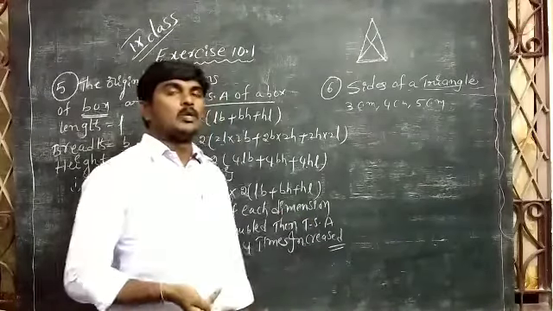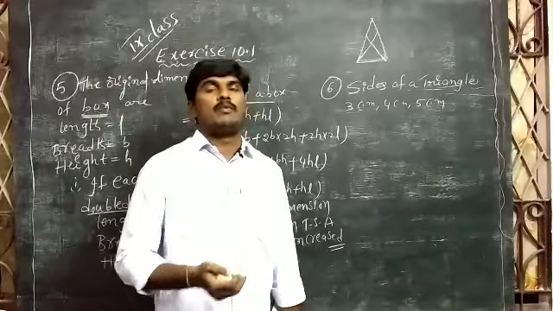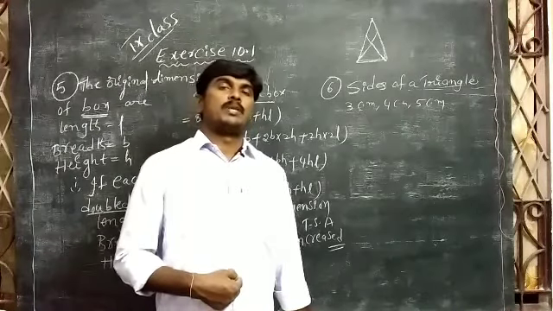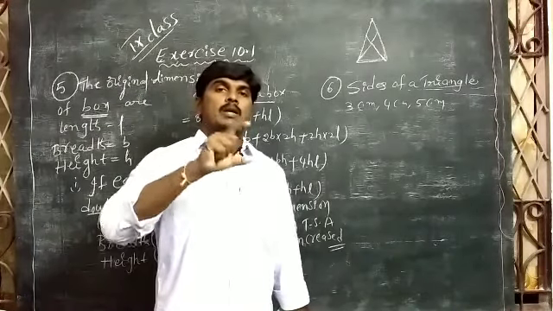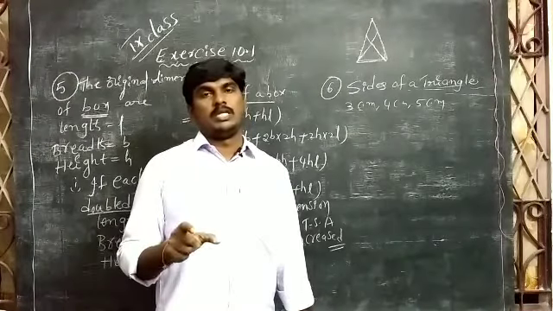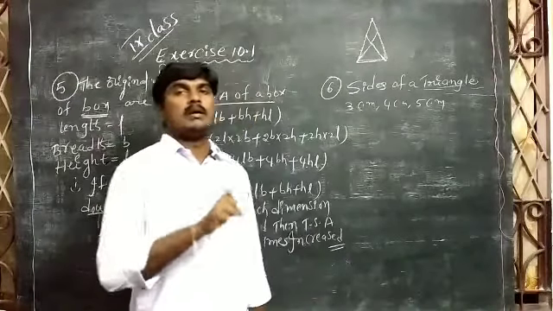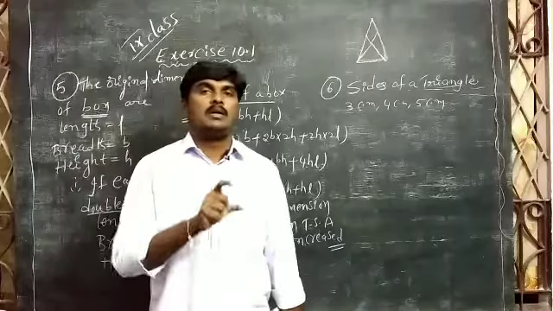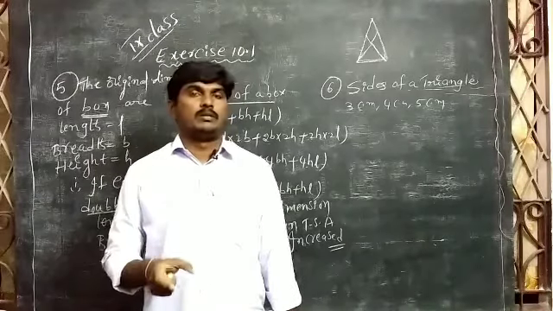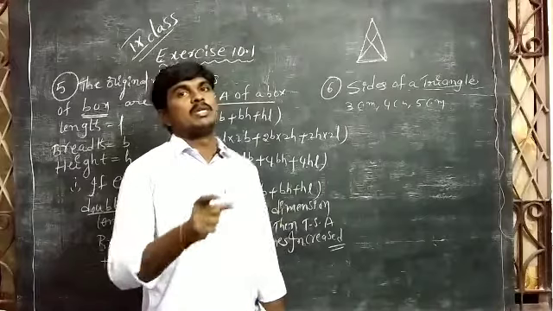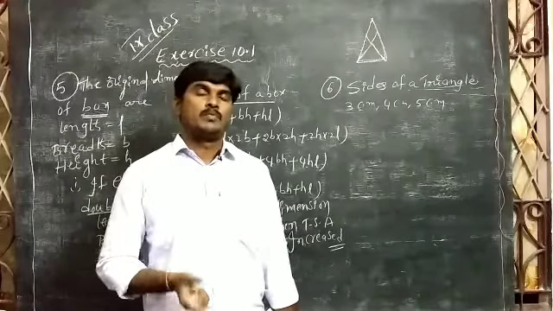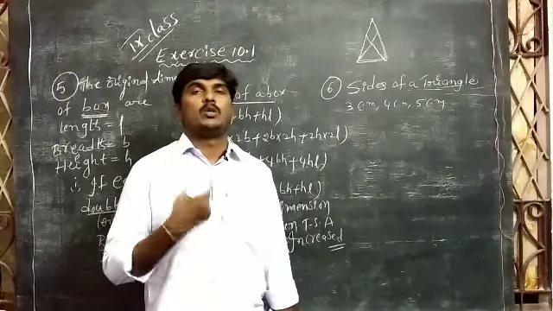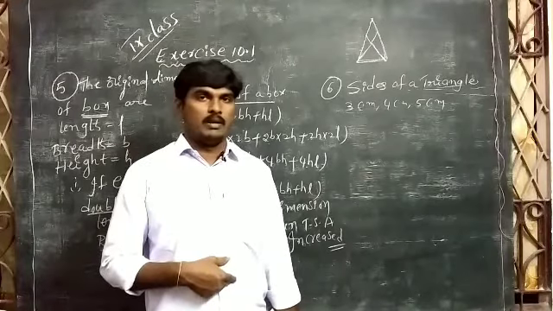If you want to find out the volume of the prism, we have a formula. The volume of the prism formula is area of its base into height. Area of the base of the prism into height. Here the base of the prism is in which shape? Triangular shape. So first of all we have to find out the area of the triangle.